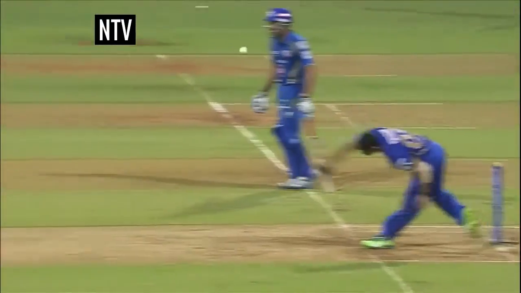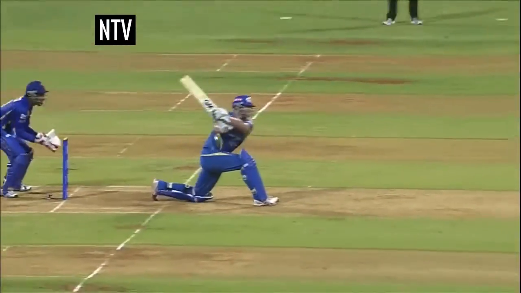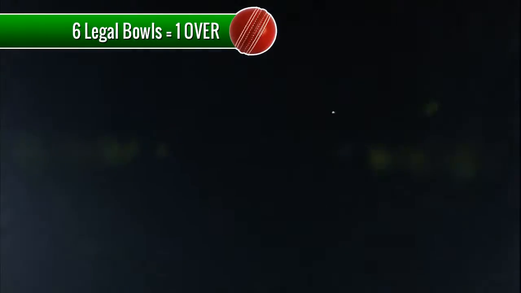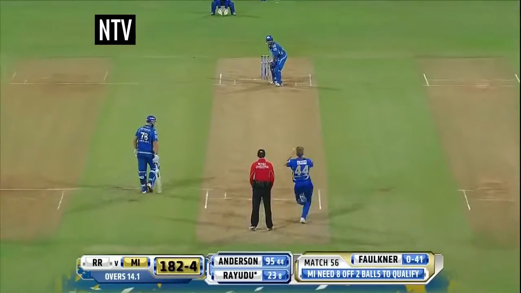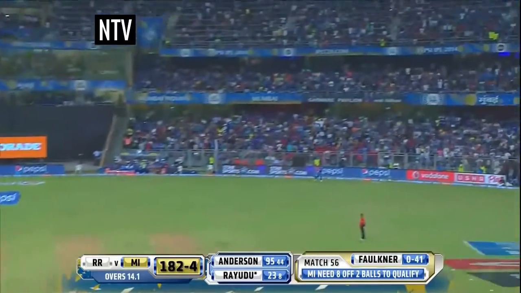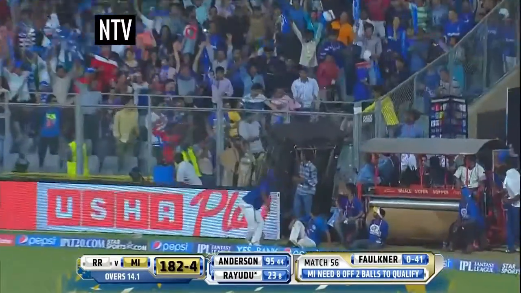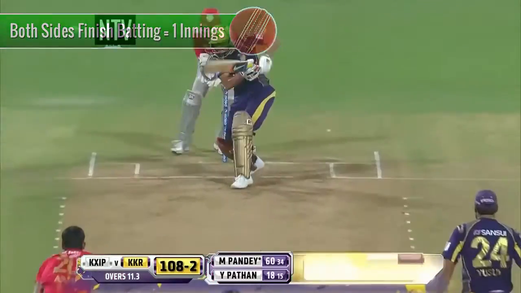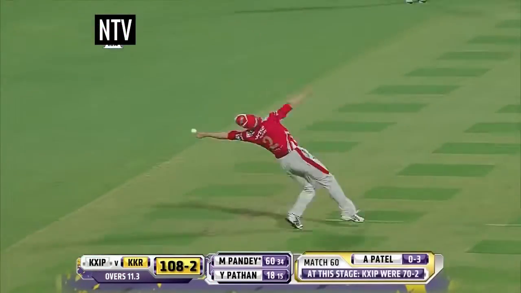A bowler must deliver 6 legal bowls to a batsman. Once 6 legal bowls have been played, this is known as an over. Once an over is complete, a new bowler will then try and get the other batsman out by bowling the ball from the other side. Once both teams have finished batting, this is known as an innings. The amount of overs and innings vary depending on the format of cricket.